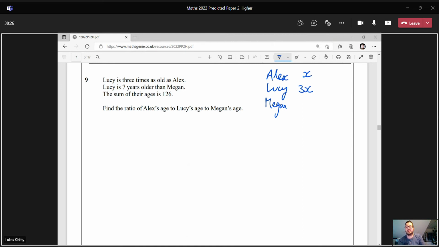And then Lucy is 7 years older than Megan. Well, that means that Megan is 7 years younger than Lucy. So Megan is going to be 3X, which is Lucy, but she's 7 years younger, so it's going to be minus 7. Then it says the sum of their ages is 126. So all these things added up are going to be 126. So we've got X for Alex plus 3X for Lucy plus 3X minus 7 for Megan, and that's going to be 126. So let's just tidy this up a bit.